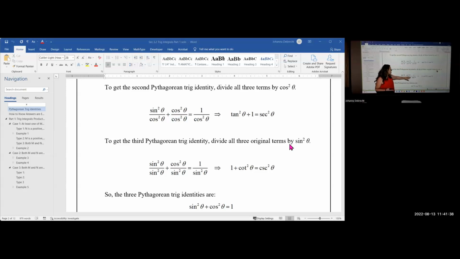Then you start back at the original, sine squared plus cosine squared equal 1, and you divide all three terms again, but this time by sine squared. And that gives you the third Pythagorean identity, 1 plus cotangent squared equals cosecant squared.